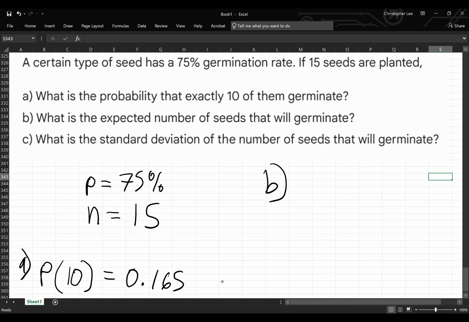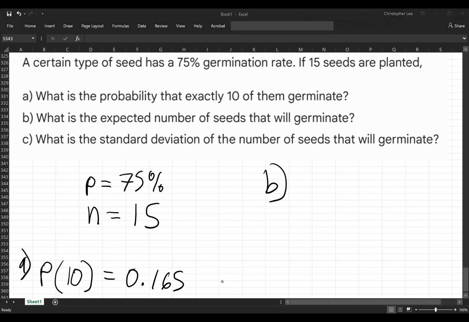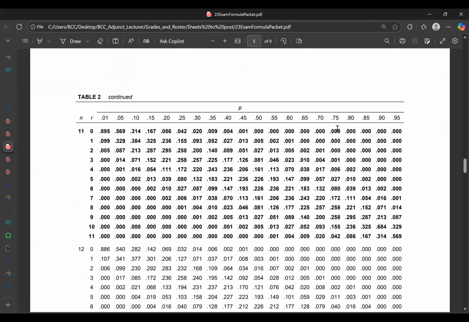Professor, the way I'm doing it is too complicated. You want to break down what you did? So I would look at the question, I realized I was given an N, I was given a P, right? So from that, I went to the binomial distribution table, and I was looking for 10, right? Which I wrote here.